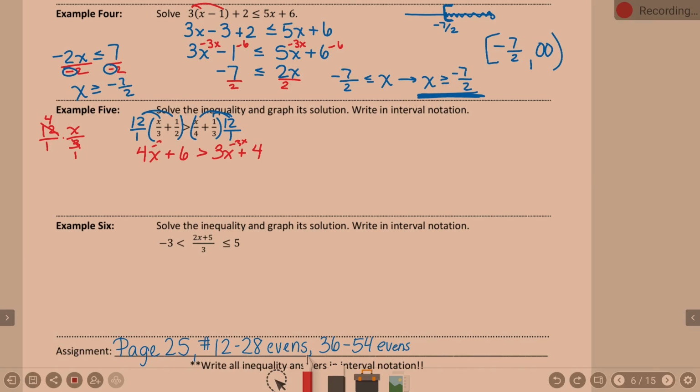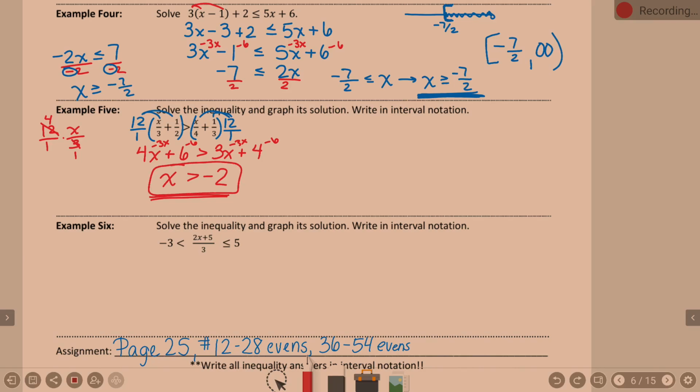Subtract the 3x over, and then you're probably subtracting 6 over, right? Yeah. 4x minus 3x is x. 3x minus 3x cancels. 4 minus 6 is -2. So x is greater than -2. Well, that's a grand answer and everything, but that's not what I want.